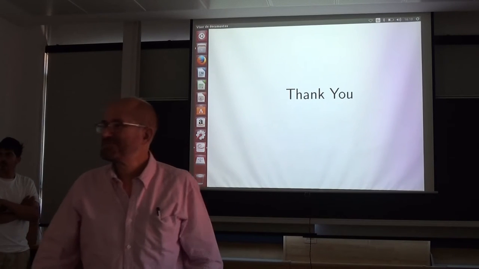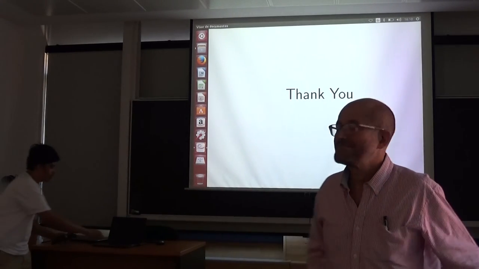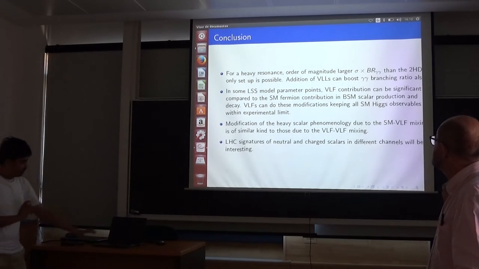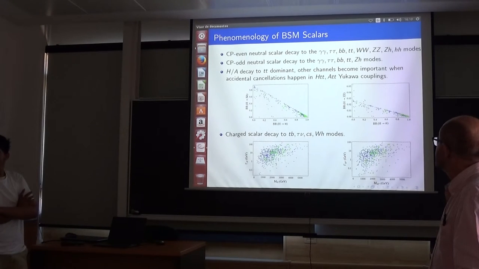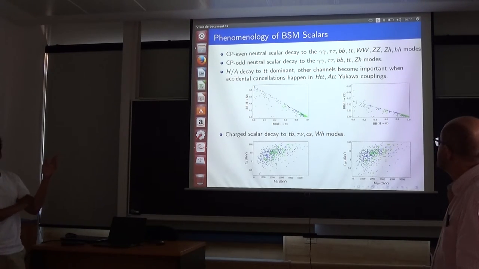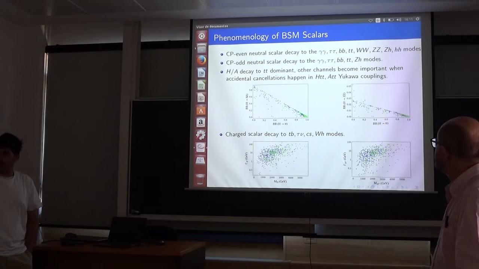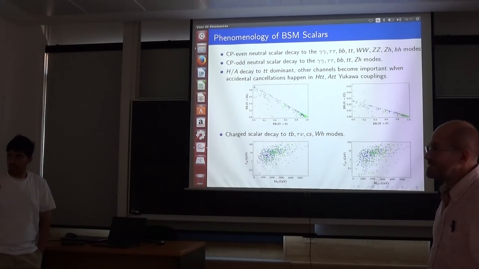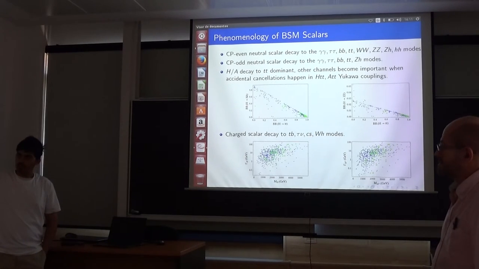Questions? Please go back to the slide previous to the conclusion slide. So what was your conclusion from this? The conclusion is that H to tt is generally dominant when you have the alignment limit. So H to WW cannot be a dominant channel. But this is not the standard Higgs, right? I'm saying the non-standard, heavy one. So the heavy one has a tt channel, and which could have been compatible is the WW mode.